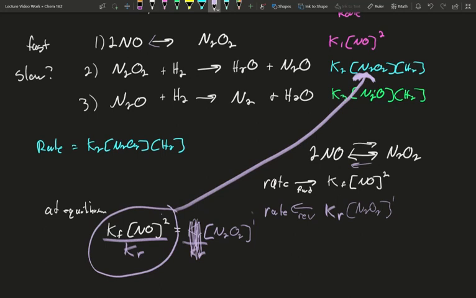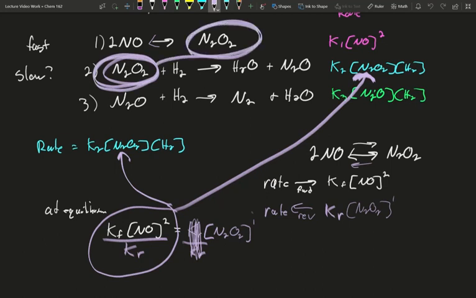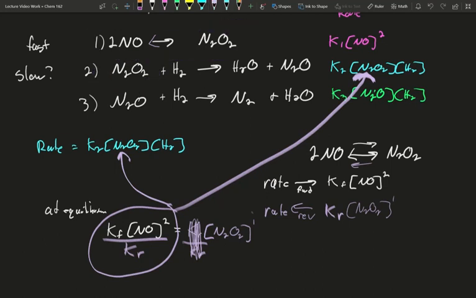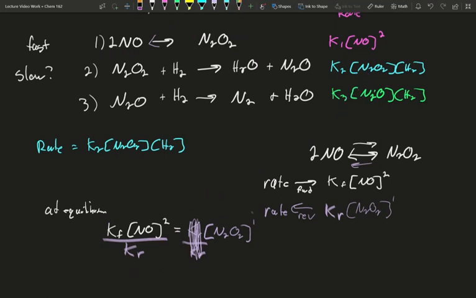I can plug that into the slow step. This is how we include the earlier steps. The idea is that the concentration of intermediate that shows up in our slow step came from an earlier equilibrium. And so I can plug that in its place. What it's going to give us is that the rate is going to be equal to K2 times the K forward divided by the K reverse of the equilibrium times NO squared times H2.